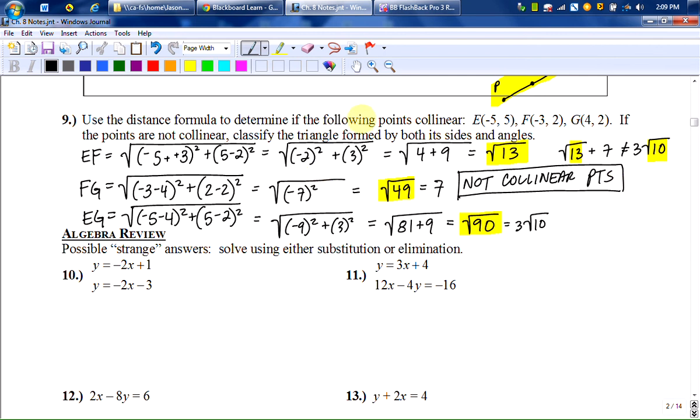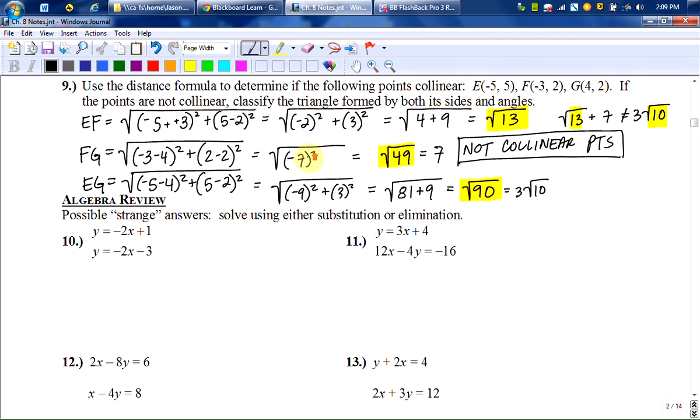And then it says if the points are not collinear, classify the triangle by both its sides and its angle. So based on its sides, I can tell that it's scalene. Based on its angles, I'm going to plug this into the Pythagorean Theorem. And it probably isn't going to be equal. I don't think this is going to be a right triangle, but I guess we'll find out. And I need to plug in the largest value here.